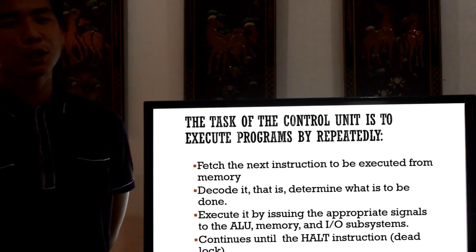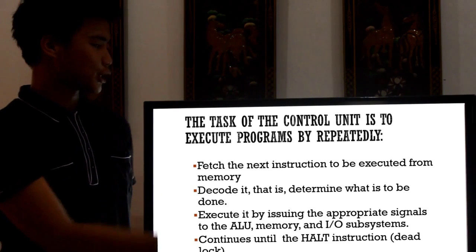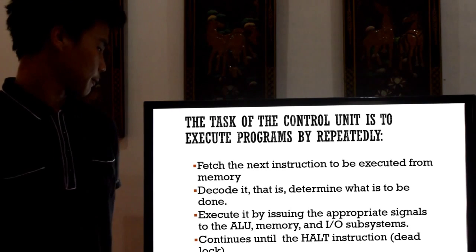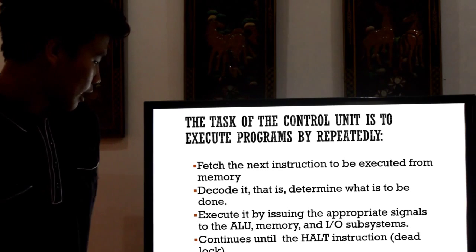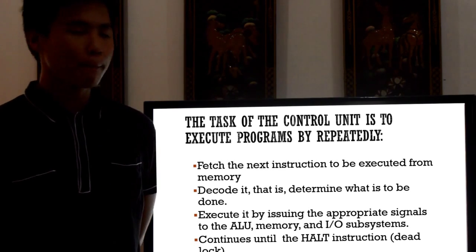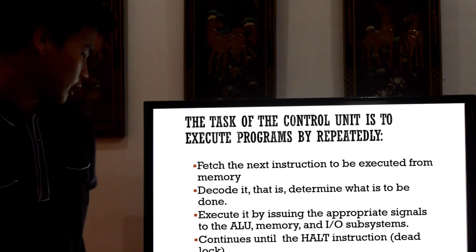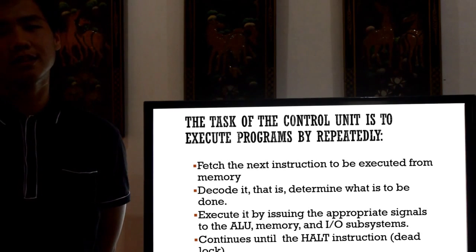The task of the control unit is to execute programs very repeatedly: fetch the next instruction to be executed from the memory, decode it, that is, determine what is to be done, and execute it by issuing the appropriate signals to the ALU, memory, and the I/O subsystems. It continues until the halt instruction or the so-called deadlock.